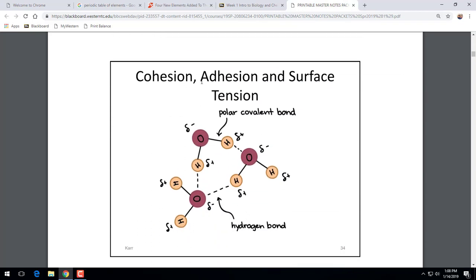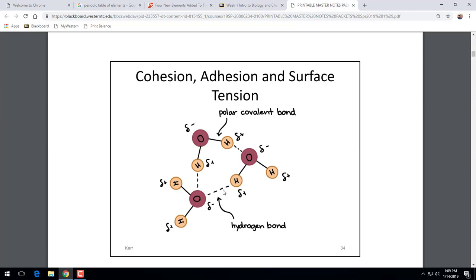So the words cohesion, adhesion, surface tension. Cohesion is within the water molecules themselves. So water molecules stick to each other. So this water molecule sticks to this water molecule, and this one sticks to this one, and this one sticks to this one. So these little dashed lines represent hydrogen bonds, and this is an example of cohesion. A drop of water is an example of cohesion.